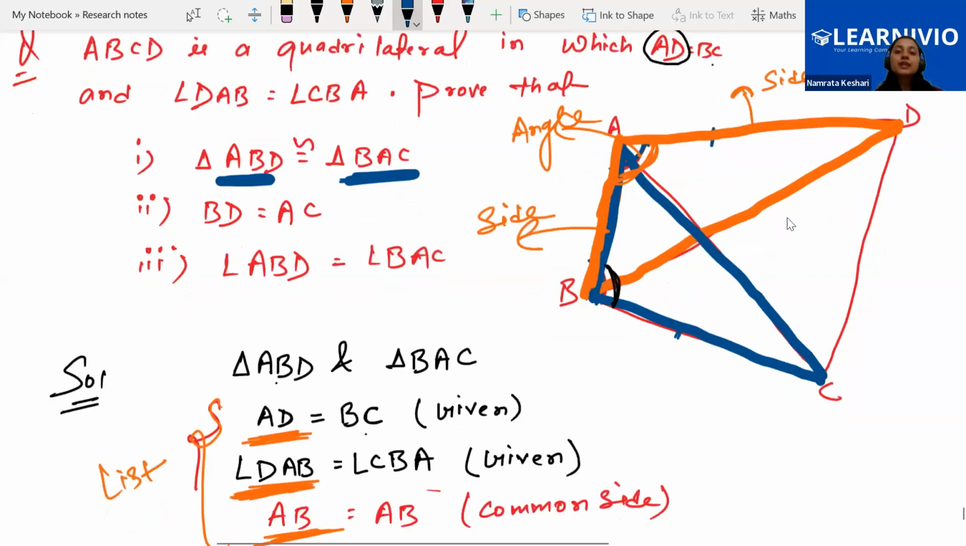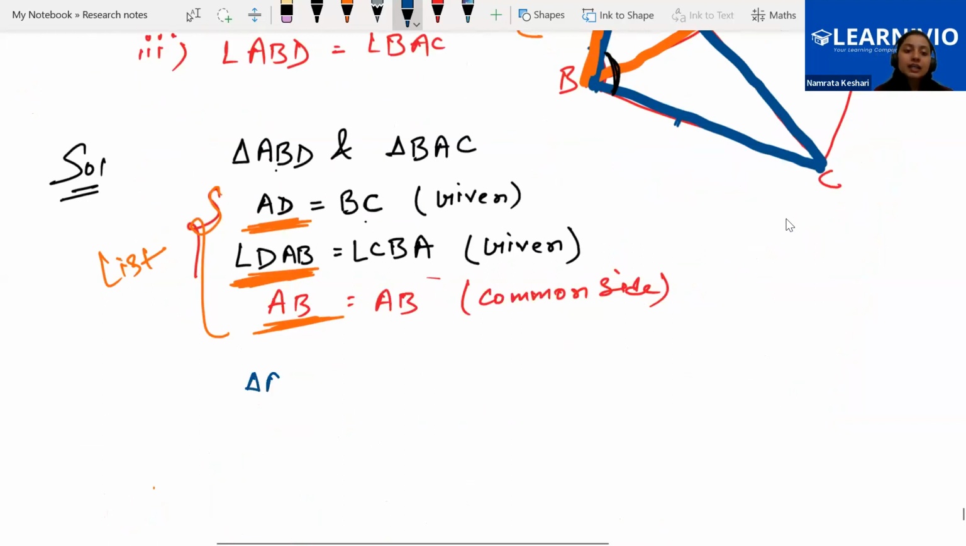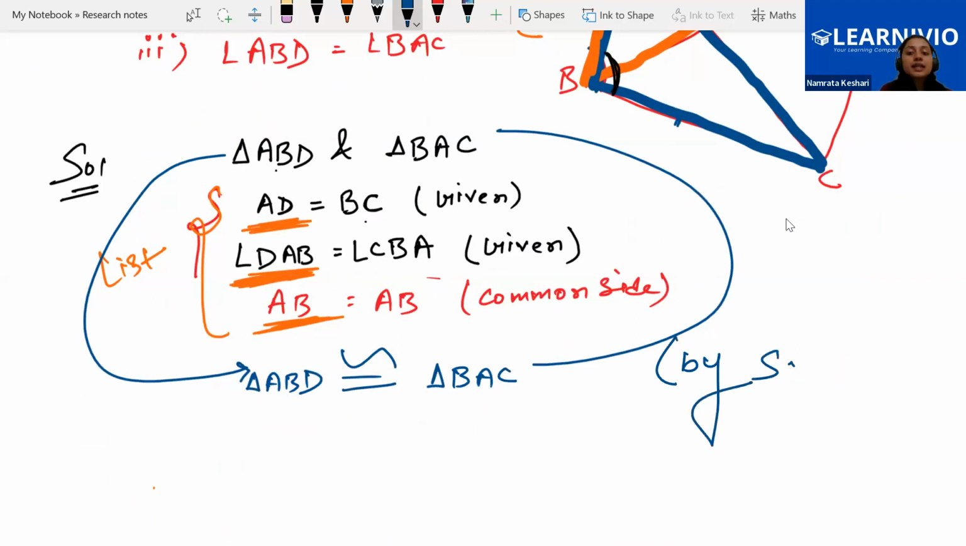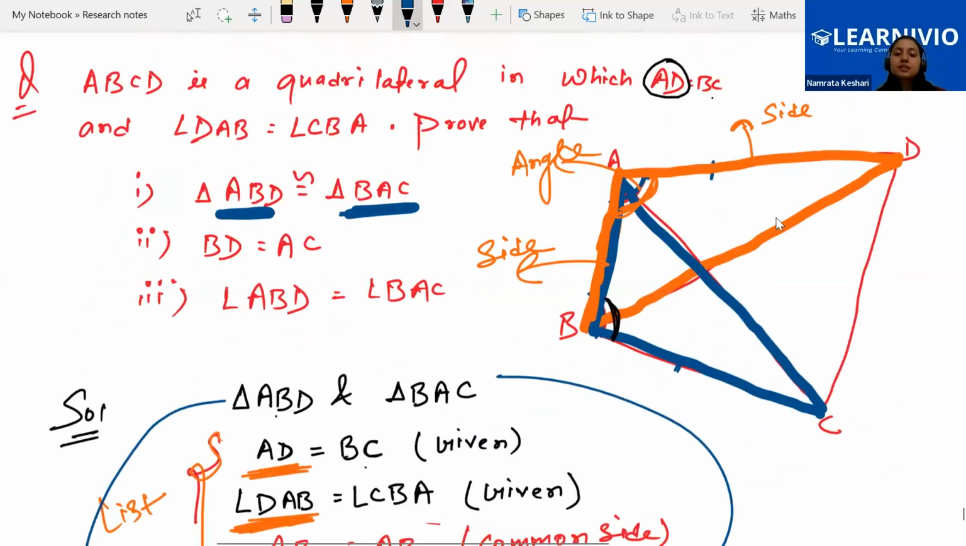So we ended up getting that triangle ABD, we don't have to worry about the name, it is already given over here, triangle ABD is congruent with triangle BAC. By which congruency criteria? By side angle side congruency criteria. Is it crystal clear? Ishad, Farhan, Ayan? Is it clear? Yes, ma'am. Okay, this is how we are done with the first part.